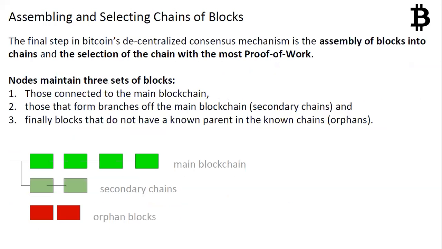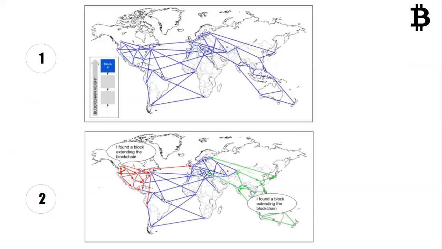The final step in Bitcoin's decentralized consensus mechanism is the assembly of blocks into chains and the selection of the chain with the most proof of work. The most proof of work is nothing but, say for example, there is a block. One second, I'll go to a slide, and then I'll explain to you.